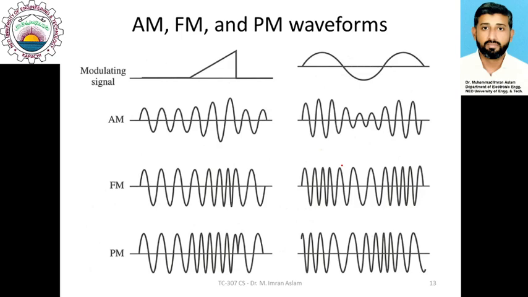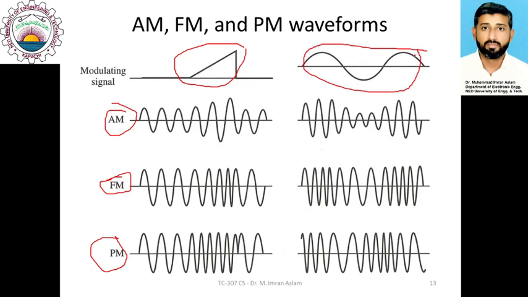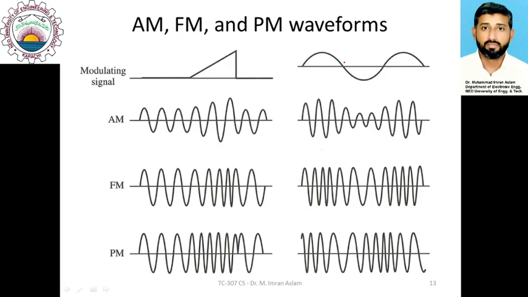time domain waveform for each of the signals. So we have AM modulated signal, FM modulated signal and PM modulated signal represented here. So there are two representations. One is based on this modulating signal being a triangular wave. In the second case, the modulating signal is taken as the sinusoidal wave.